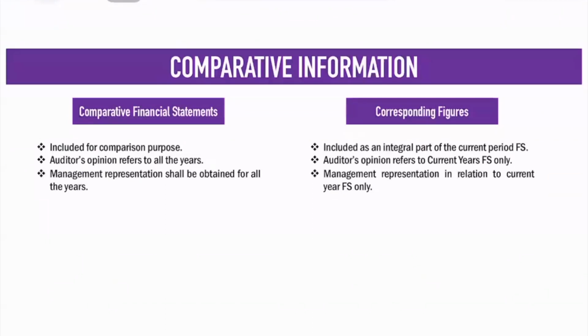Next, we look into your comparative information. Your comparative information can be comparative FS, as we said earlier, or a corresponding figure. So what is the difference? A comparative FS is purely for comparison. Therefore, the auditor's opinion refers to all the years. Hence, it should be obtained for all the years.